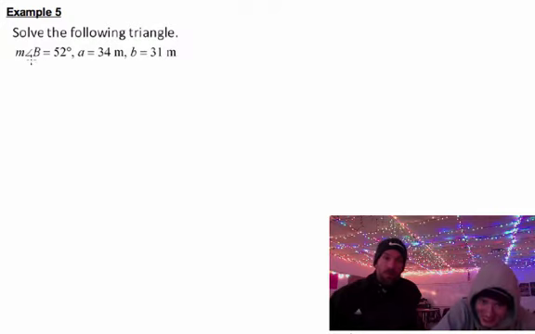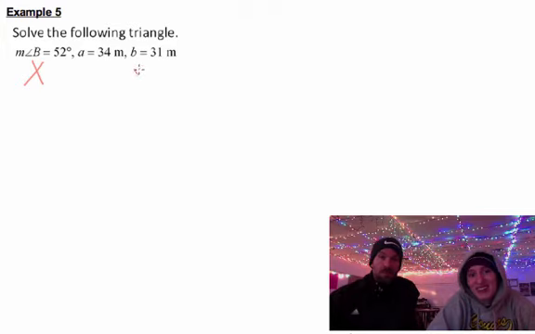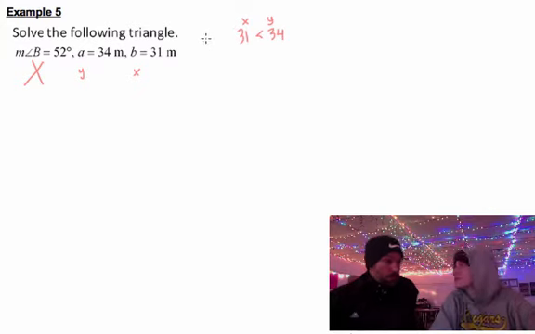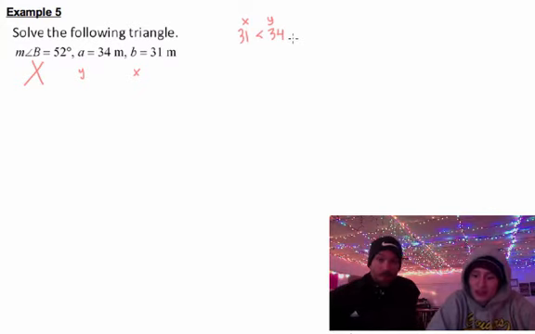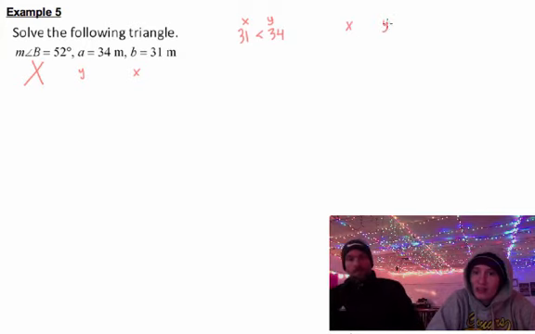What are you doing? You gonna start working this problem out? Angle X, so this is little x, this is little y. So compare 31 and 34. 31 is less than 34, so now we have to check x and y, sine x.